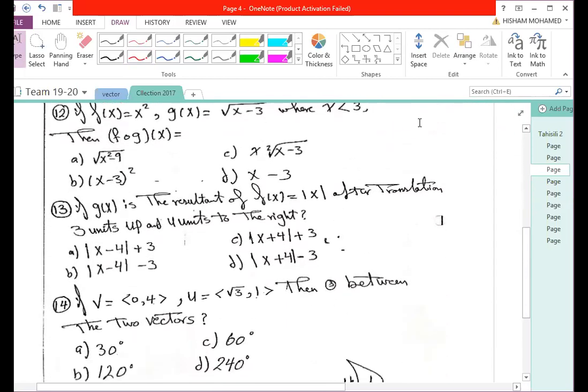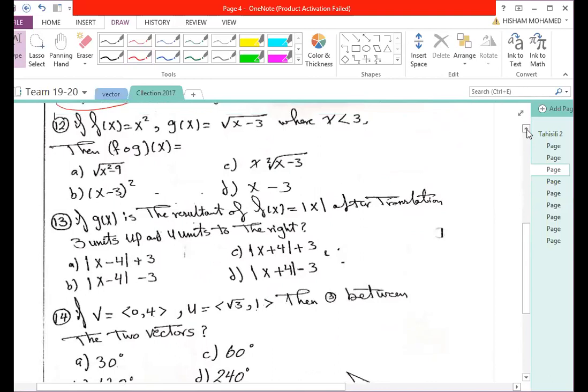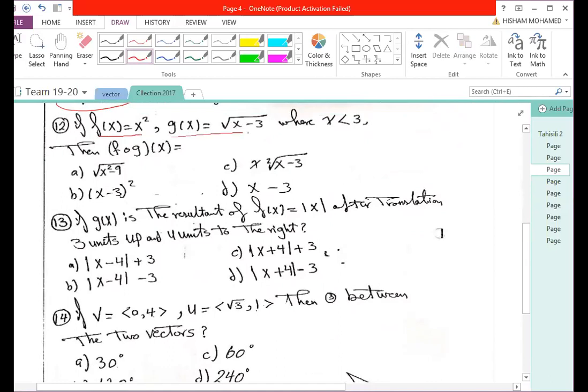Number 12, composite functions. f of x is equal to x squared. g of x is equal to the root of x minus 3, and x is smaller than 3. I think x should be greater than 3. Why? Because any number under the root should be greater than 0. So it's a mistake. Please correct it.